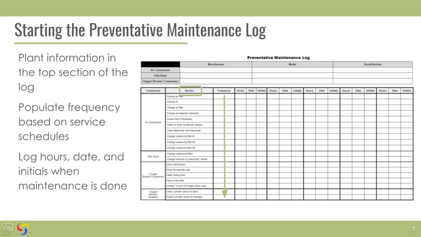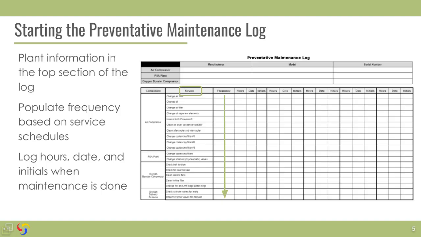This slide shows BHI's version of a preventative maintenance log. It is not supplier specific and has been found to work well for most PSA plants. BHI recommends customizing to match your plant's specific maintenance tasks. Suppliers often have equipment-specific logs, which should be followed when available. To start using the preventative maintenance log, first populate the plant information in the top section of the log. Fill in the manufacturer, model, and serial number information for the air compressor, oxygen generator, and booster compressor.